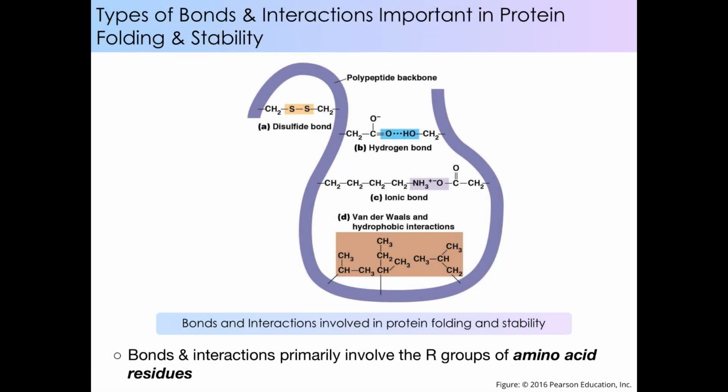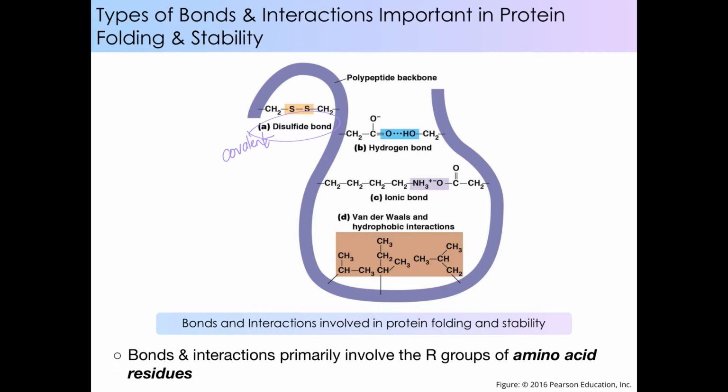Now that we've looked at the properties of amino acids, we're ready to discuss the different types of bonds that contribute to protein folding. As we saw, amino acids are linked together by peptide bonds, and this is a type of covalent bond. Other types of bonds, which are mostly non-covalent bonds and interactions, are involved in protein folding. And these include hydrogen bonds, ionic bonds, van der Waals and hydrophobic interactions, and disulfide bonds. Of these, only the disulfide bonds are covalent.